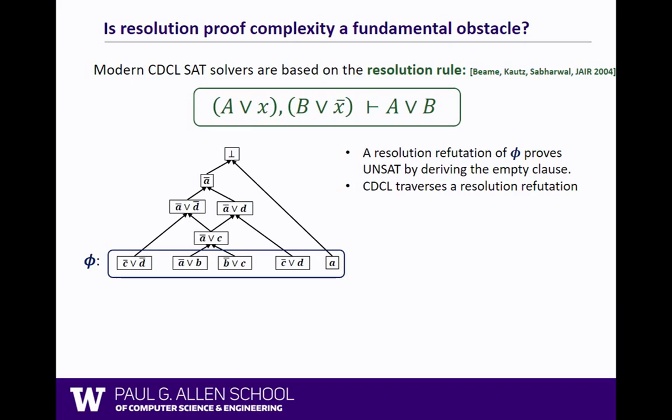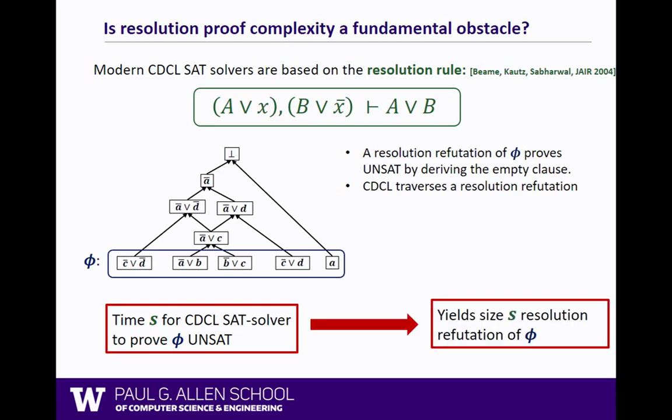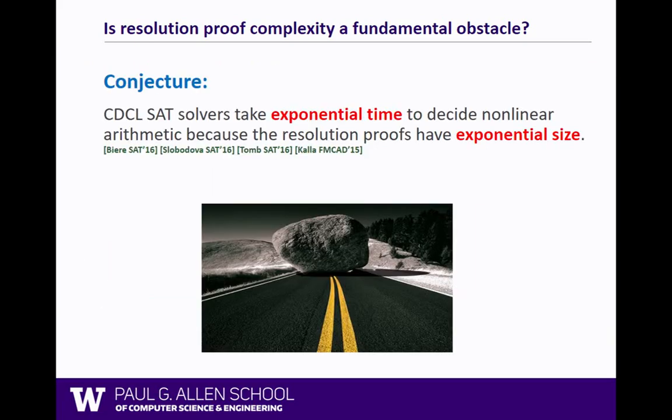That is, each of the steps of CDCL can be rewritten in terms of applications of this resolution rule. So in particular, if it takes time s for a CDCL solver to prove that a formula is unsat, that means that it has implicitly generated a size s resolution refutation of the formula. Okay, so this fact leads us to this conjecture. Maybe these SAT solvers are taking so long to solve these problems because the resolution proofs need to be exponentially large.